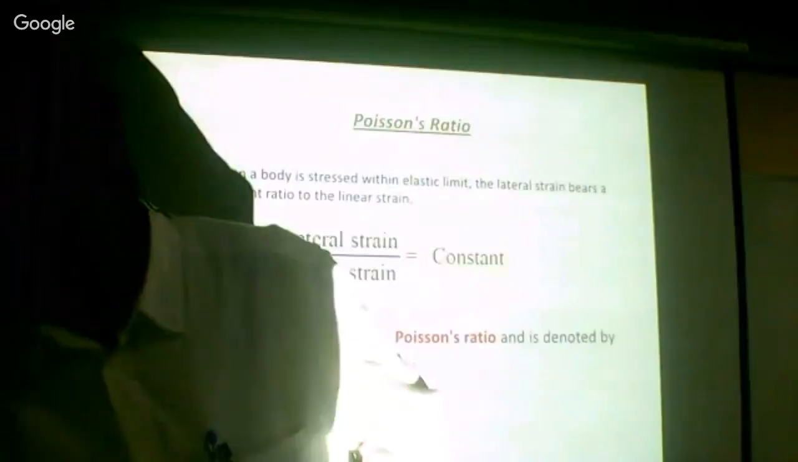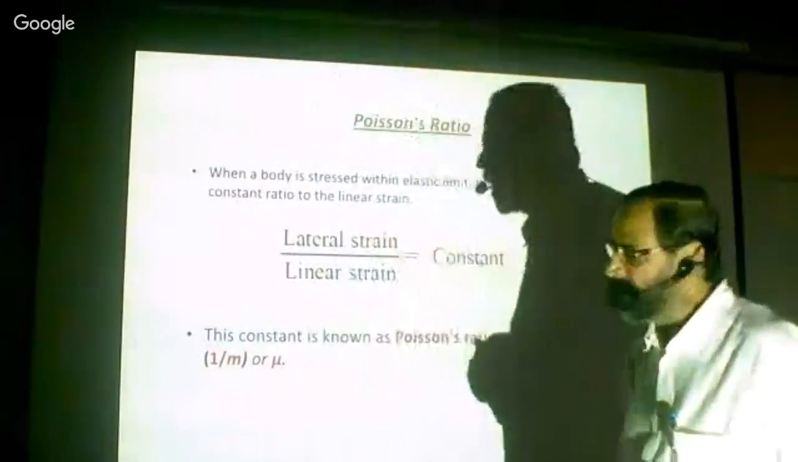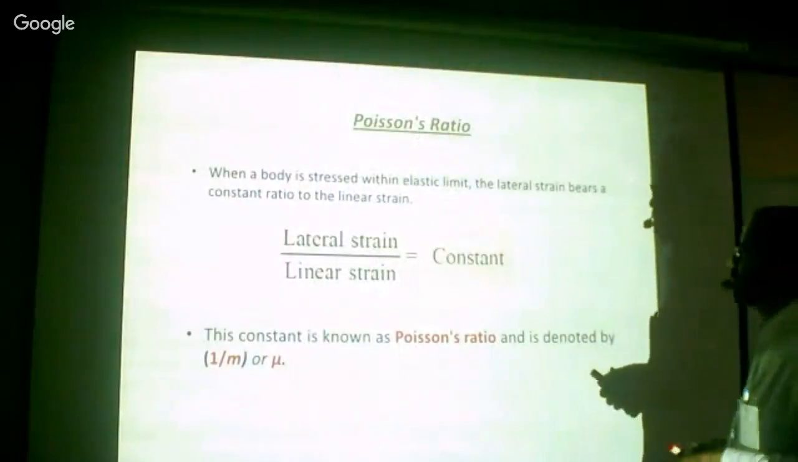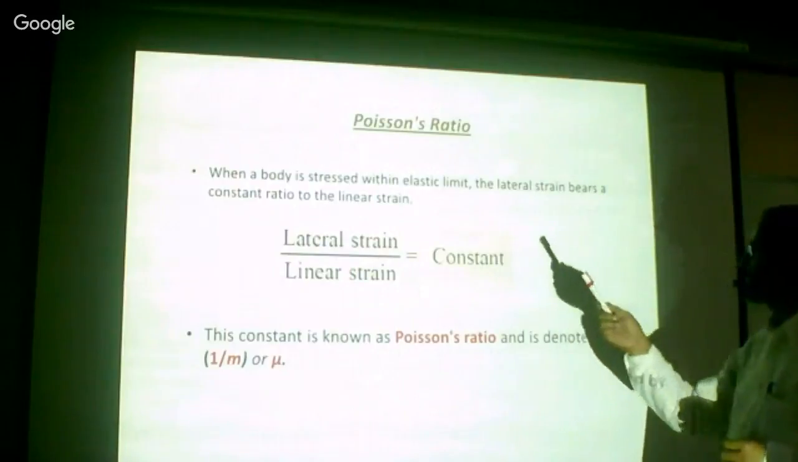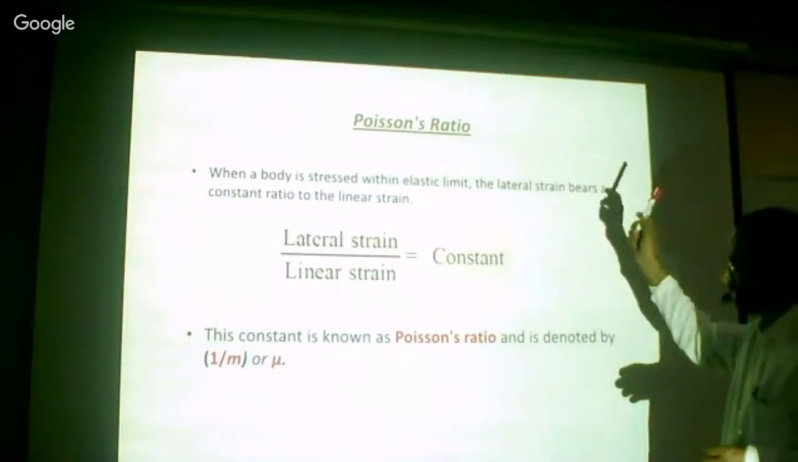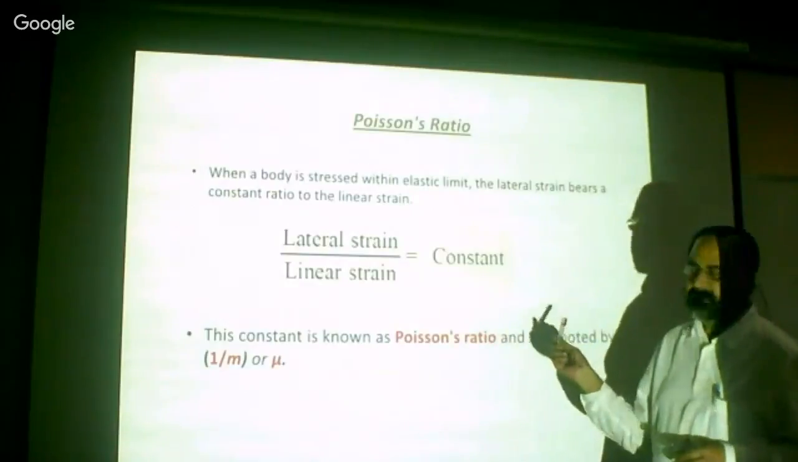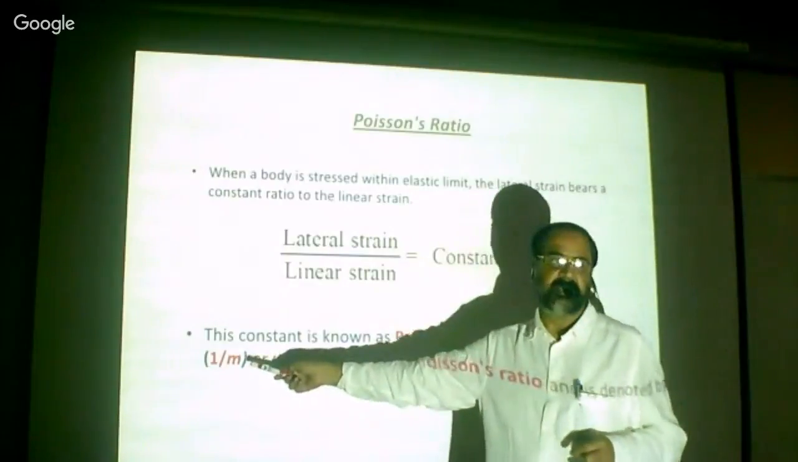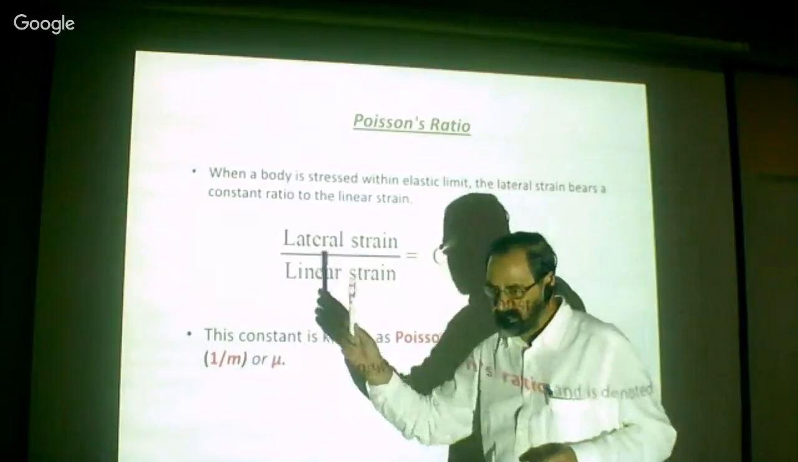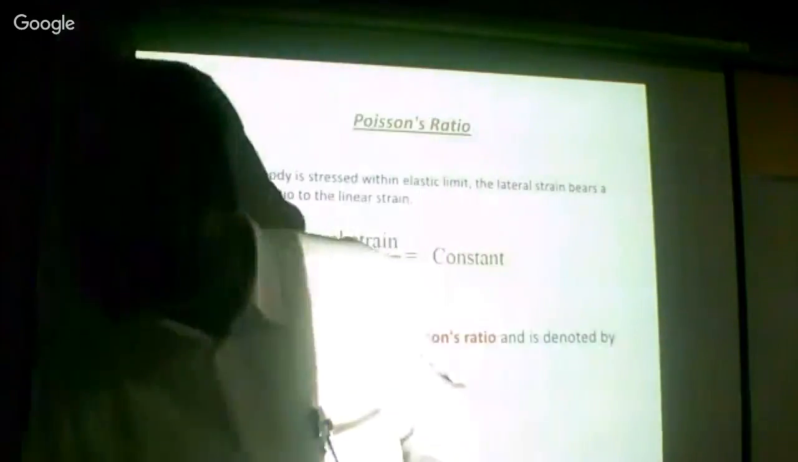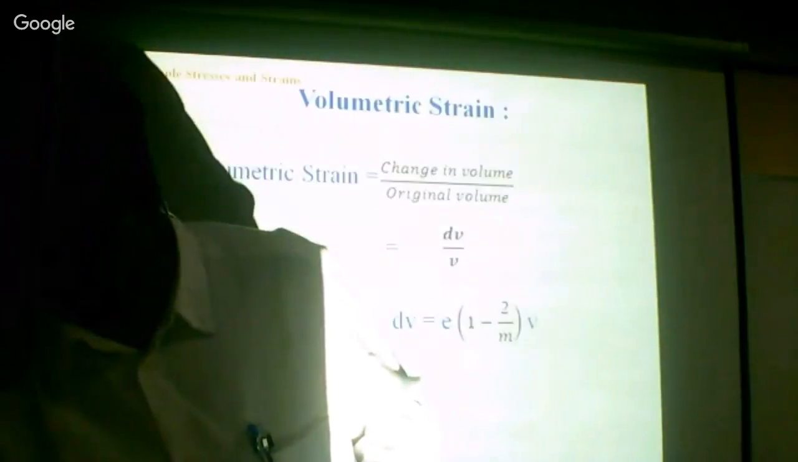Then similarly, further if you go, this is how we can calculate. This is the Poisson's ratio: lateral strain divided by linear strain is a constant. It is a material constant, so this is a constant for Poisson's ratio. It is again a material constant. That is 1 by m, or somebody will call it mu. Both are the same, isn't it?